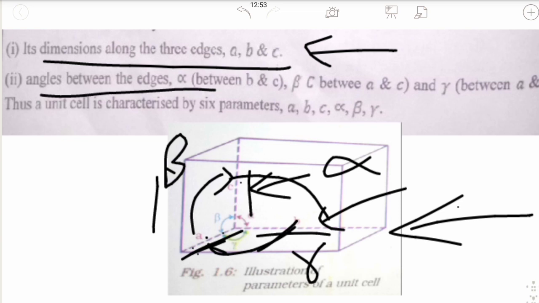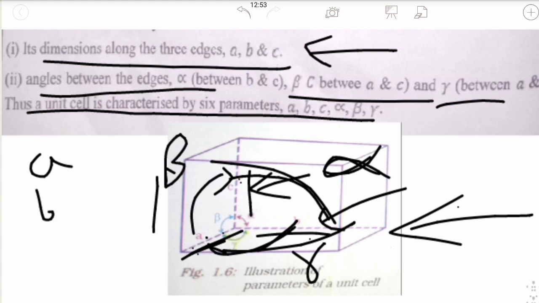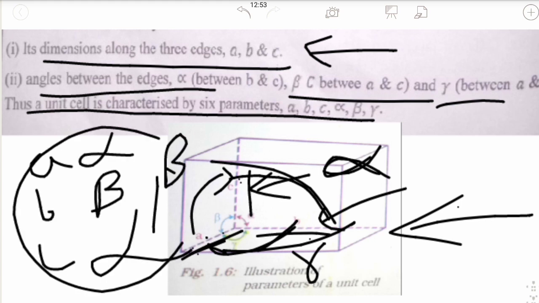Angles between the edges. There are some angles between the edges. Alpha is the angle between B and C, beta is the angle between A and C, and gamma is the angle between A and B. The unit cell is characterized by the 6 parameters A, B, C, alpha, beta and gamma. These are the 6 parameters of the unit cell.